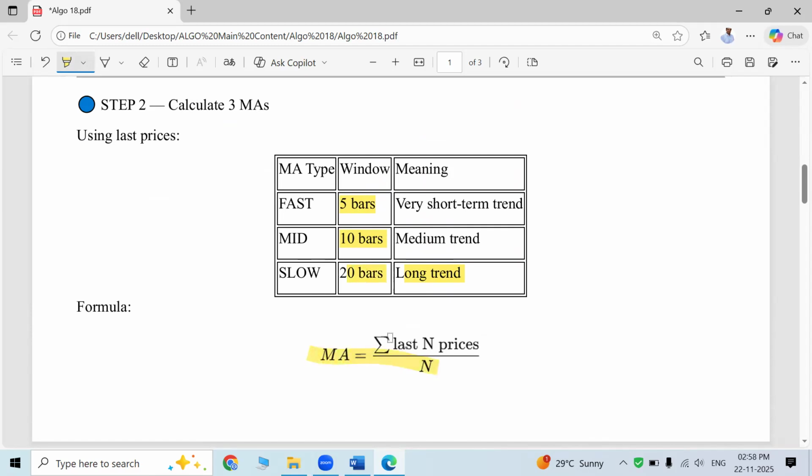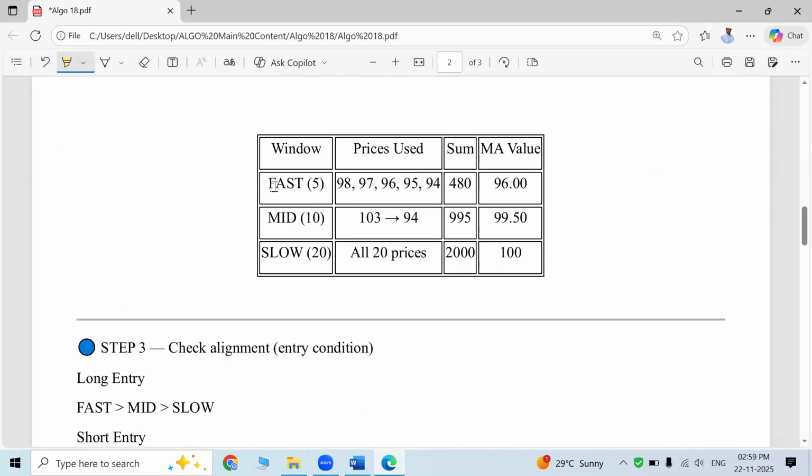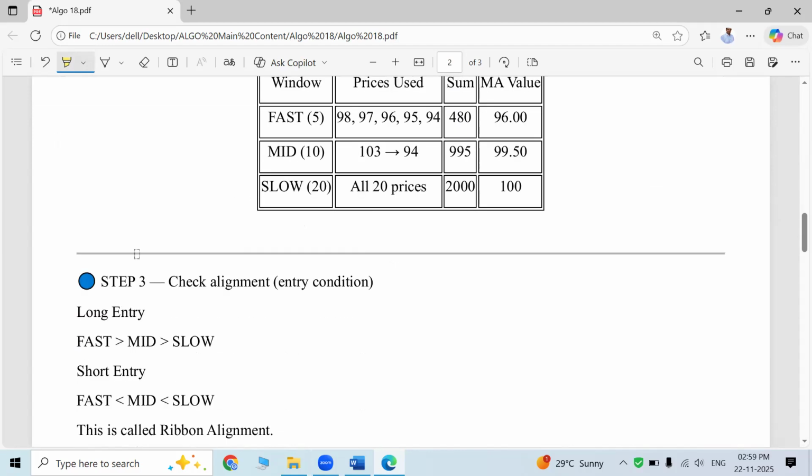Each moving average is the sum of the prices divided by the number of readings: 5 prices divided by 5, 10 prices divided by 10, and 20 prices divided by 20. So we calculate the moving average for 5 bars, 10 bars, and 20 bars. Once these are available, we trade based on them: if fast is greater than mid, greater than slow, it is a long-term uptrend and we consider a long entry. If fast is less than mid, less than slow, we consider a short entry.